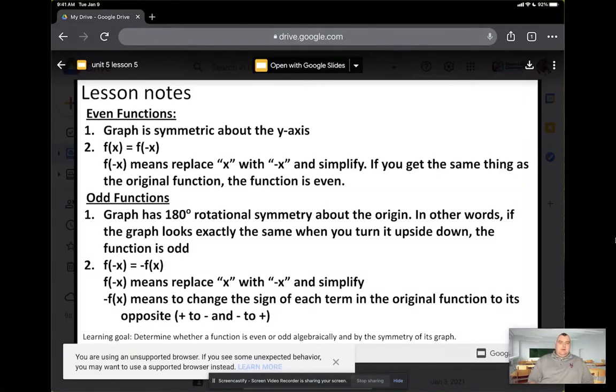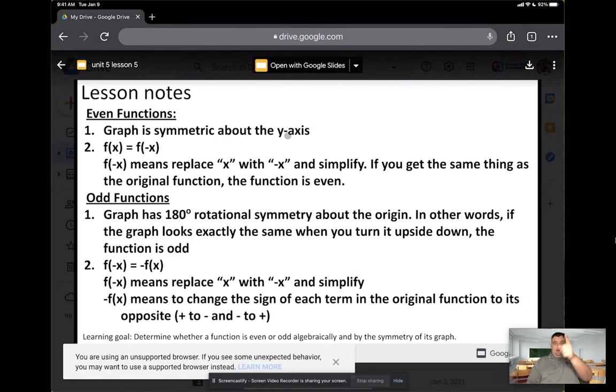Hello, everybody. We are up to lesson 5 of Unit 5. And in this particular lesson, we are going to talk about something called even functions and odd functions. What even functions and odd functions have to do with is the symmetry of them. So a function, as it says here, is considered to be even if its graph is symmetric about the y-axis.